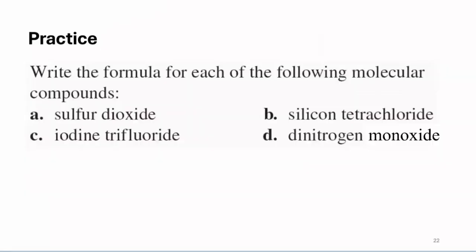Let's now practice going specifically from name to chemical formula. When it goes from name to chemical formula, all we have to write is the symbol, and then the prefix tells us specifically what our subscript is going to be. So in letter A, we have sulfur dioxide. There's no prefix on sulfur, so we just write S. And then dioxide, that means that I have two oxygens.